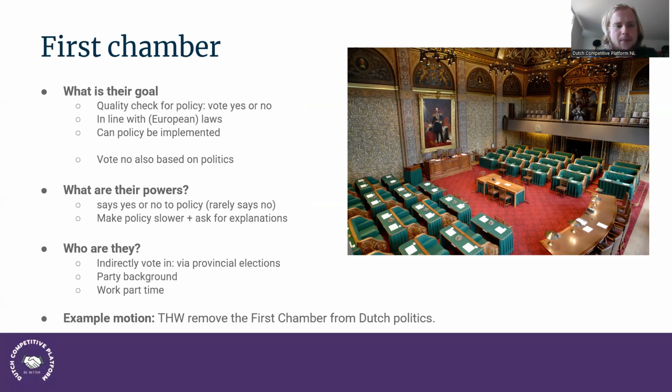So the goal or idea of this first chamber is just to check whether a policy is good enough to get voted through. So just vote yes or no. They don't have the option, like the second chamber or part of the second chamber, to give advice to say, you need to change this, and then we'll implement it. Just a yes or no vote. The idea is just to what extent this policy can be implemented. Is it too vague? And is it in line with European laws?